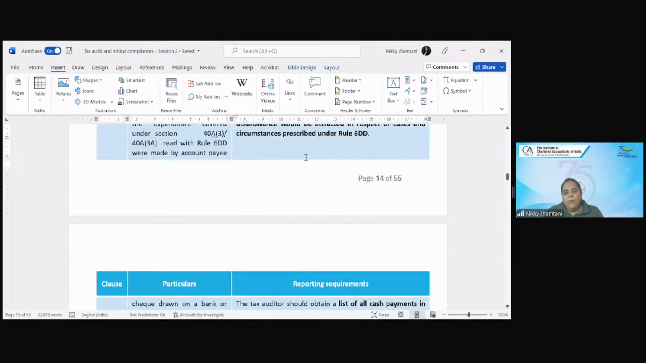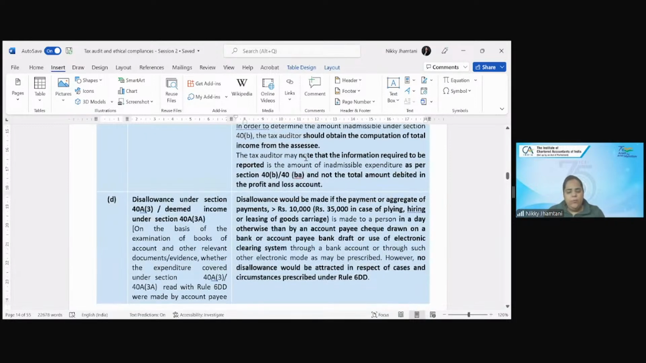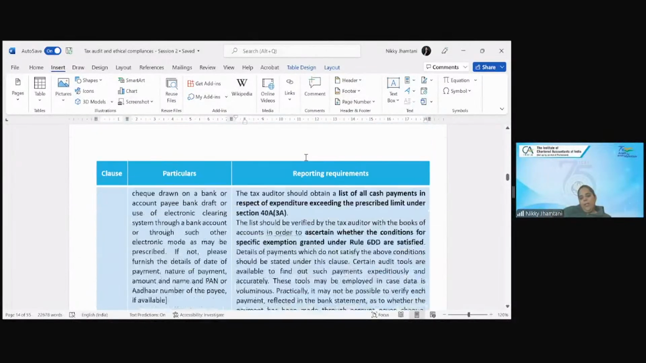So the tax auditor, so what is it? So you know all the provisions of 40A(3) on cash payments, but let us have a look once more. Disallowance would be made if the payment or aggregate of payments is greater than 10,000, or 35,000 in case of plying, hiring, or leasing of goods carriage, made to a person in a day otherwise than by an account payee cheque or bank draft or use of electronic clearing system through a bank account or through such other electronic mode as may be prescribed. However, no disallowance would be attracted in respect of cases and circumstances prescribed under Rule 6DD. Rule 6DD is the exception, when 40A(3) will not apply.